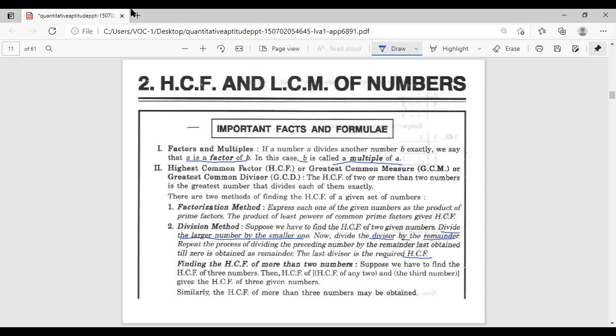Finding the HCF of more than two numbers. Suppose we have to find the HCF of three numbers. First we find the HCF of any two numbers, and then find the HCF of that result with the third number. This gives the HCF of the three given numbers. Similarly, the HCF of more than three numbers may be obtained.